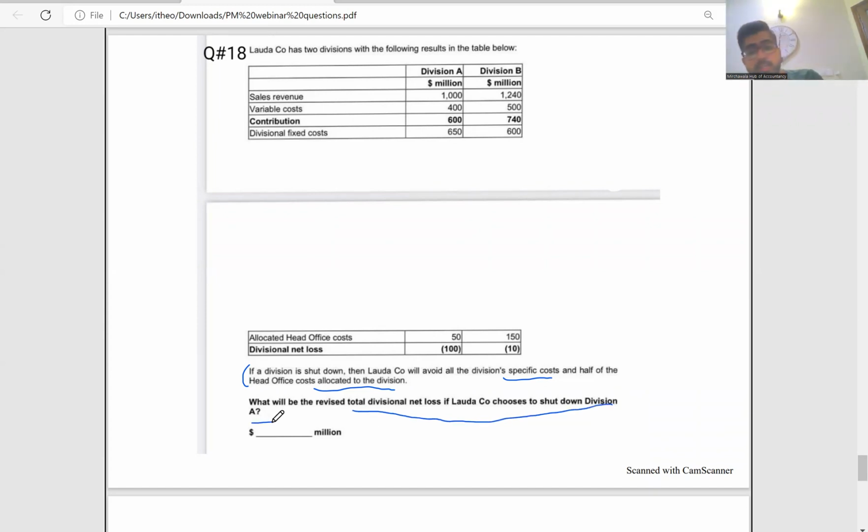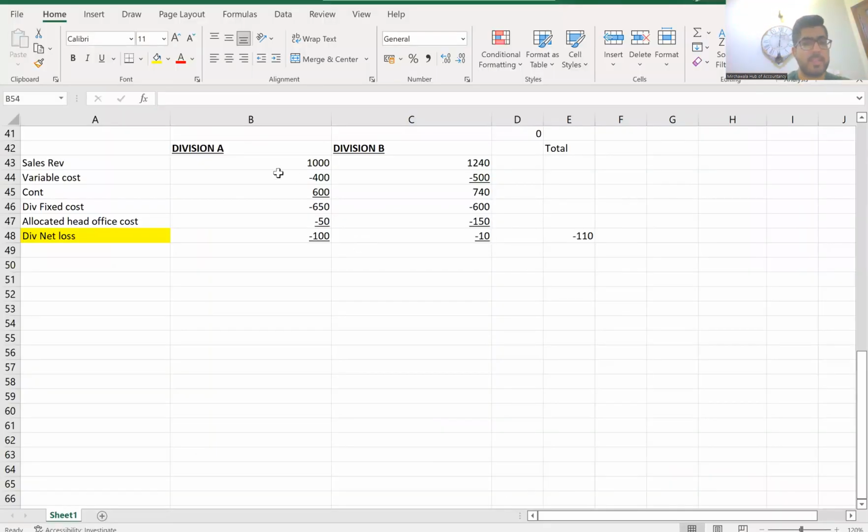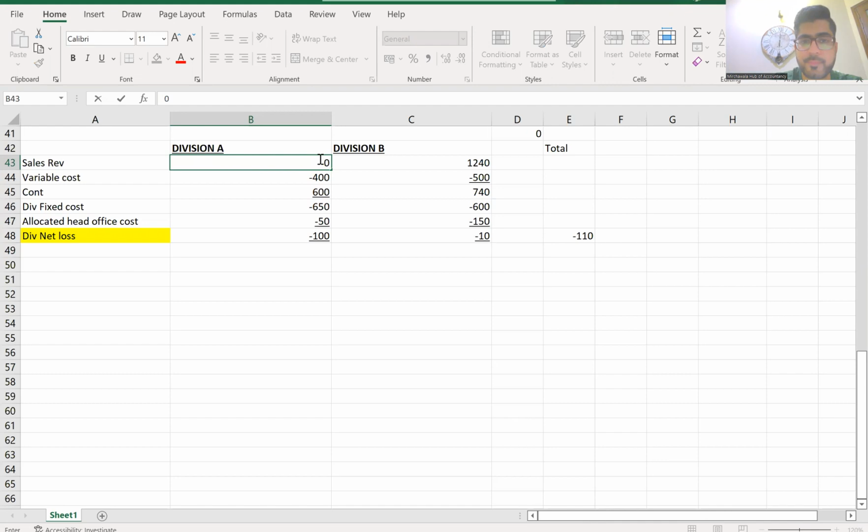Now, what happens when the division gets shut down? All specific costs are avoided and half of allocated costs are avoided. So what will be the revised total divisional net loss? Very easy. This is the picture of division A and division B. 100 loss, 10 loss, so total loss is 110. What will be the revised loss if the division is shut down? Now, please pay attention. It's a very easy question. If the division is shut down, how much revenue will you get? Zero, because no division, no revenues. How much variable cost will you get? Zero. No division, no variable cost.